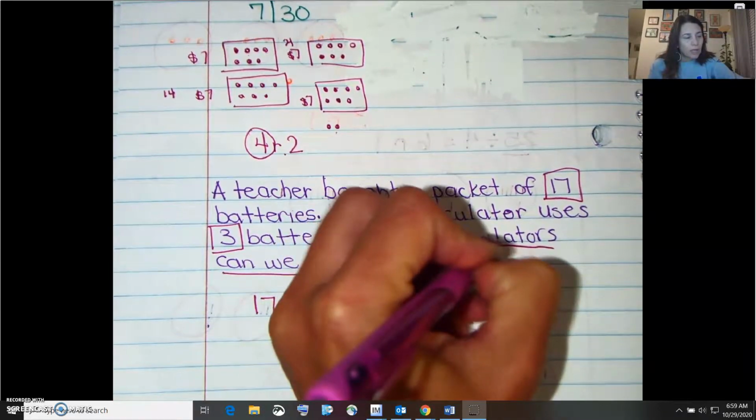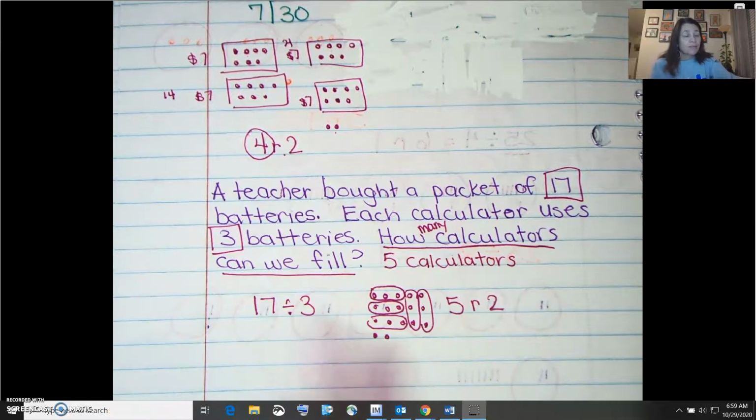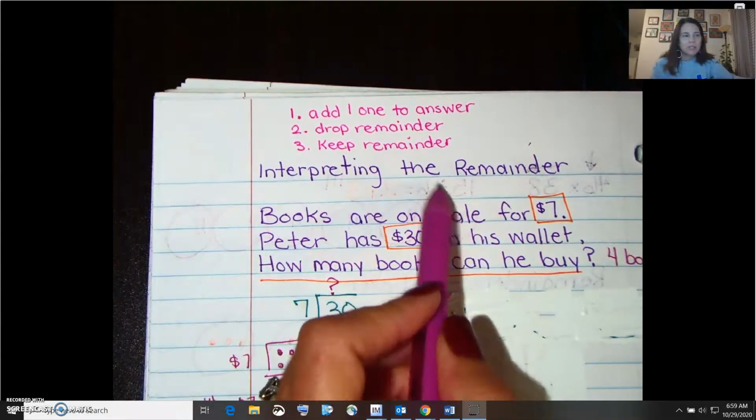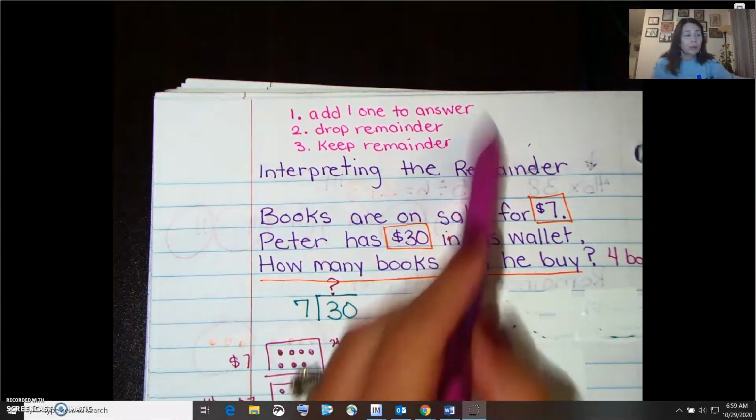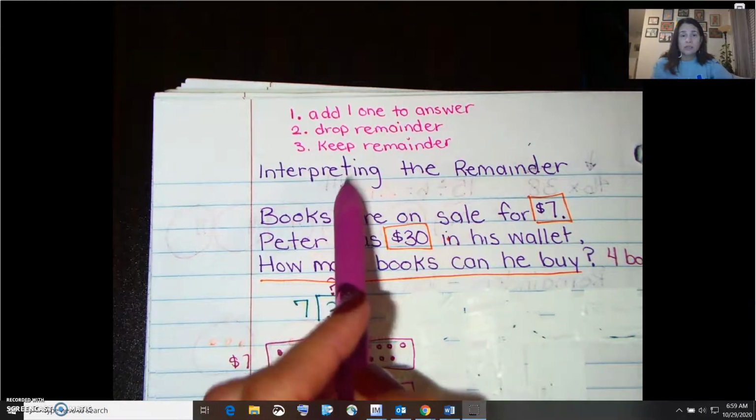So today we're going to be working on Google Slides, first finding the answer and then interpreting the remainder, deciding what should be the real answer by using one of these choices.